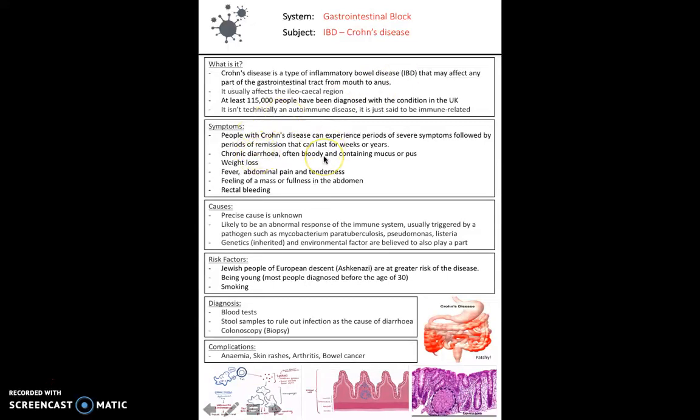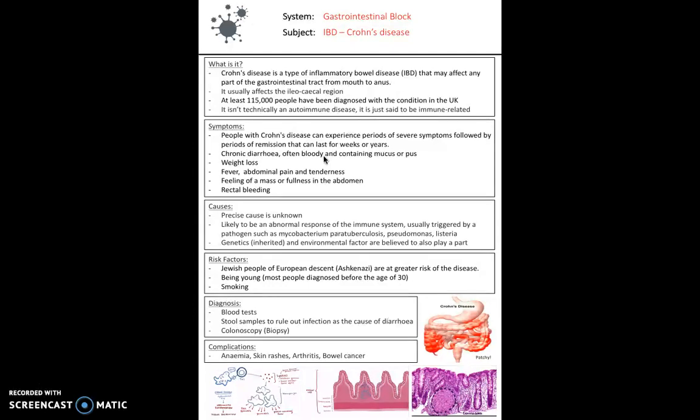So symptoms: people with Crohn's disease can experience periods of severe symptoms followed by periods of remission. So periods where symptoms are really bad, with chronic diarrhea, which can be bloody, containing mucus or pus, weight loss, fever, abdo pain, tenderness. They have periods where these symptoms are heightened, and then times where they don't have any of the symptoms at all.